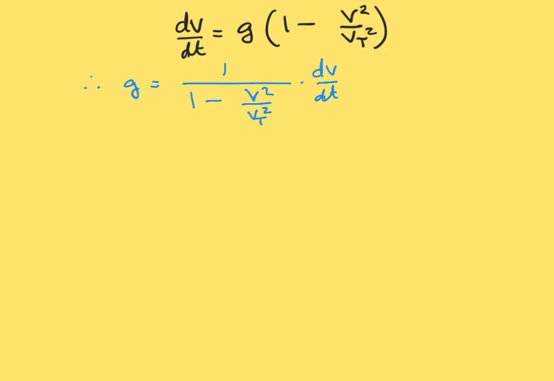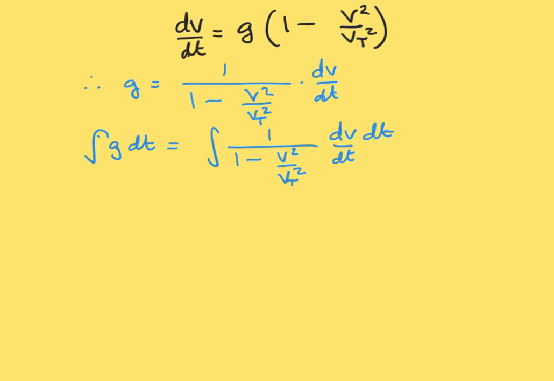And now we're going to integrate both sides. So we're going to have the integral of g with respect to t. g is of course just a constant, so that's very straightforward. It is going to be equal to the integral of 1 over 1 minus v squared over the terminal speed squared times dv/dt integrated with respect to t. And this side here is exactly in the form of a substitution.